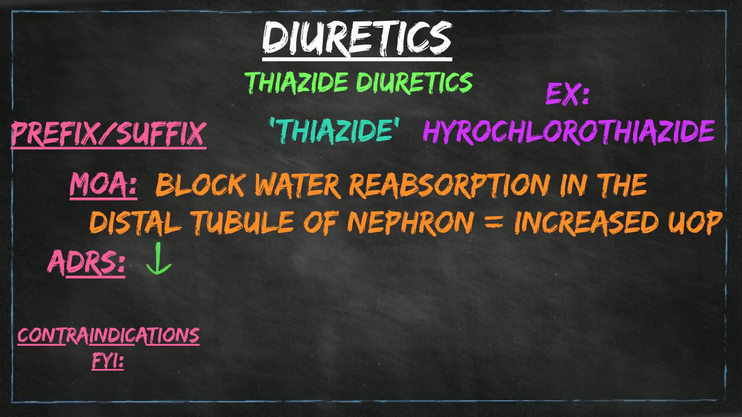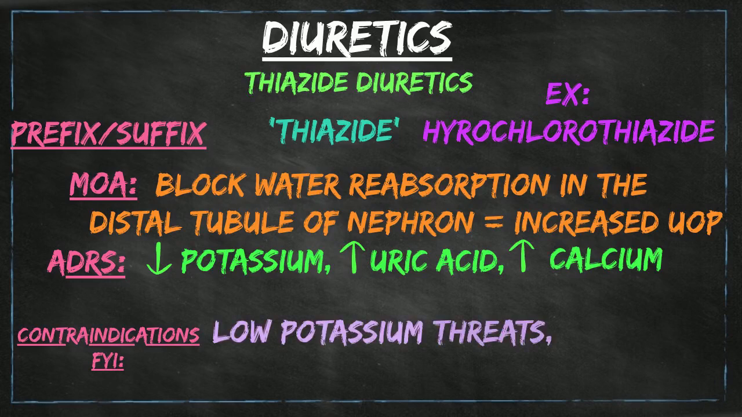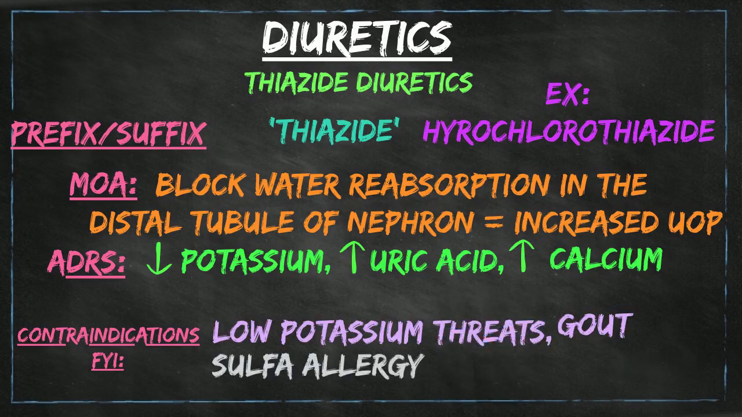Common adverse effects include hypokalemia, increased production of uric acid, and elevated calcium. Thiazide should be used cautiously in patients with low potassium or a diagnosis of gout. Thiazides have a sulfa group in the molecular structure. Therefore, if a patient has a history of severe sulfa allergy, thiazides should be avoided.